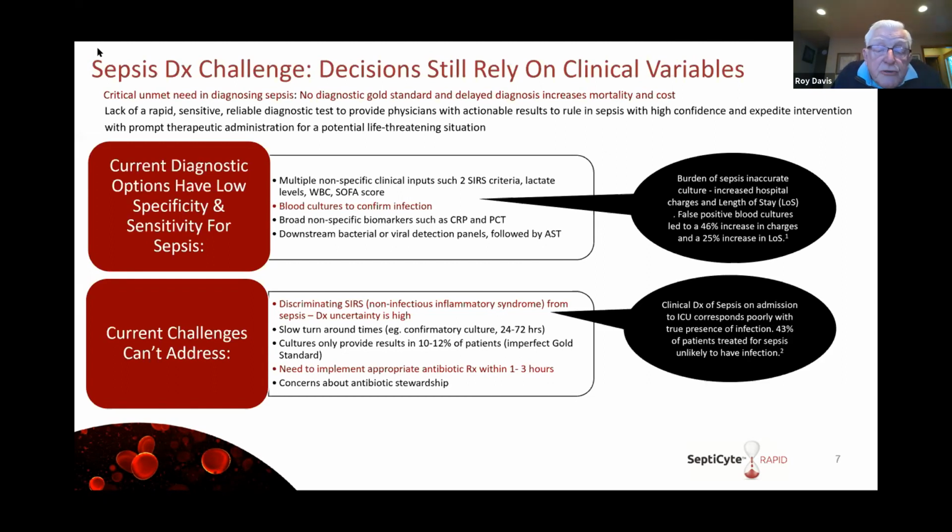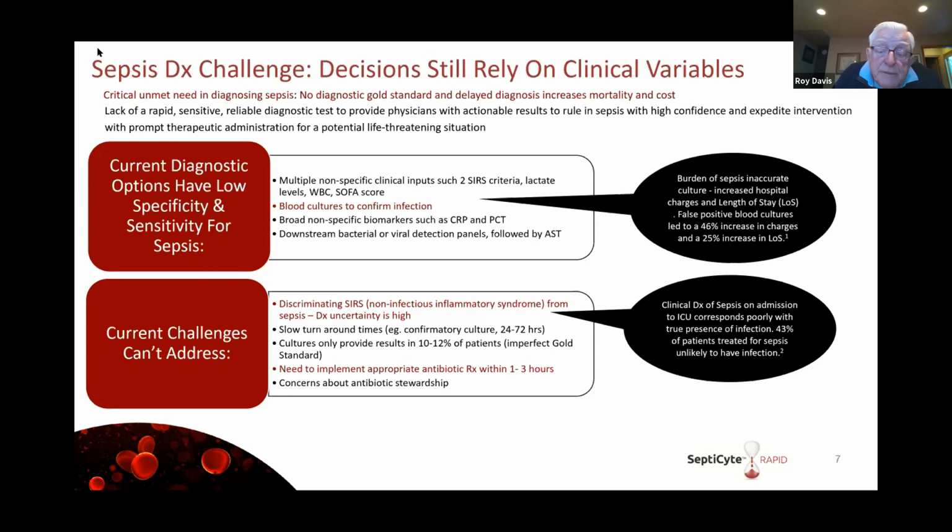Current challenges don't address such things as discriminating SIRS from sepsis. The diagnostic uncertainty remains high, and clinical diagnosis on admission to the ICU corresponds poorly with the true presence of infection. For example, a number of studies have shown that 43% of patients treated for sepsis ultimately end up not having sepsis in the ICU.